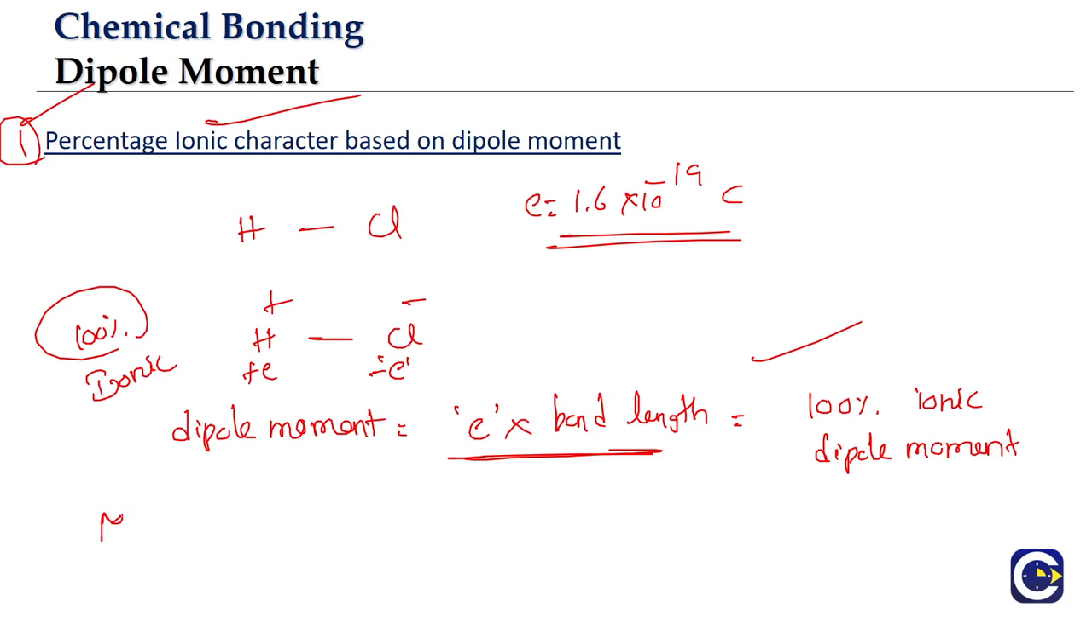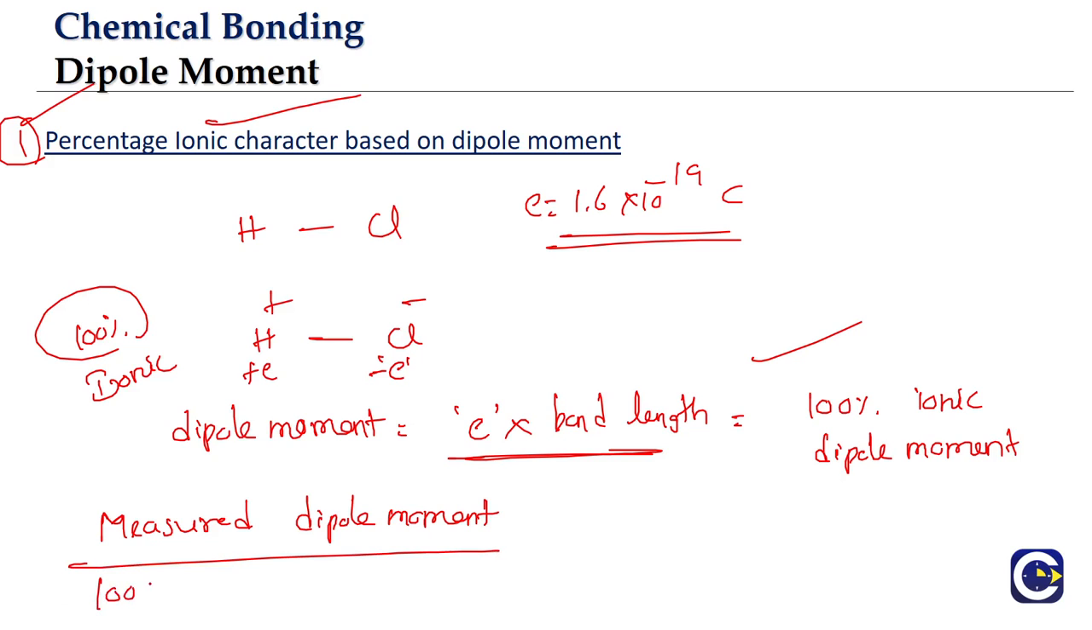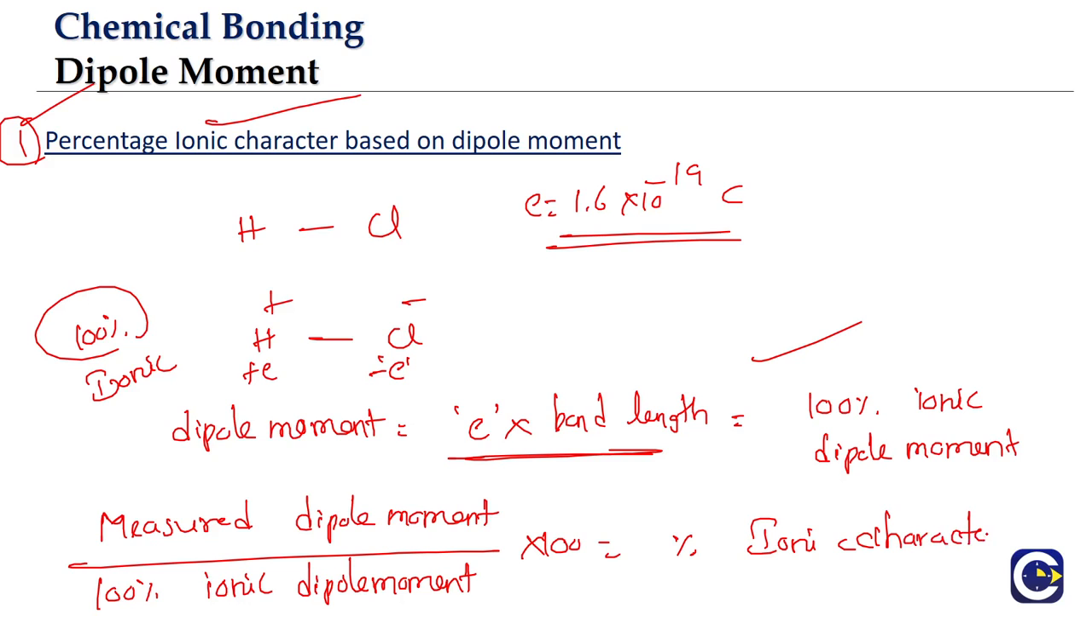We will calculate experimentally the measured dipole moment. So for the same bond, we will experimentally be able to get the measured dipole moment. So the measured dipole moment divided by the 100% ionic dipole moment, into 100. This is going to be the formula for percentage ionic character. Okay, so what is the formula?